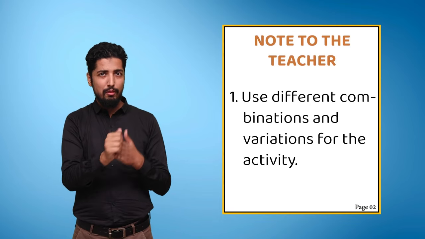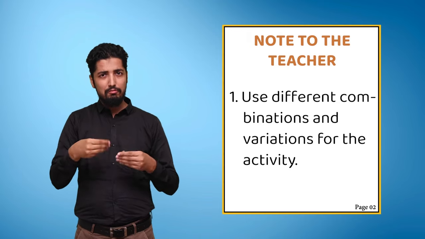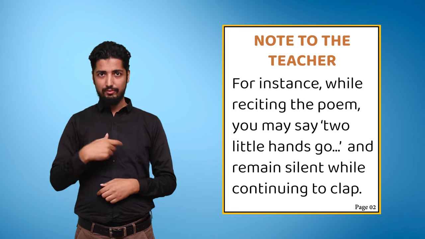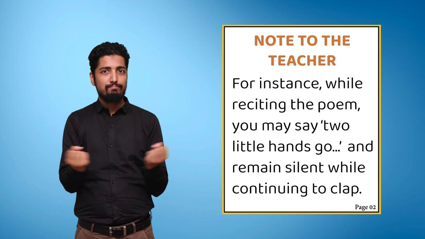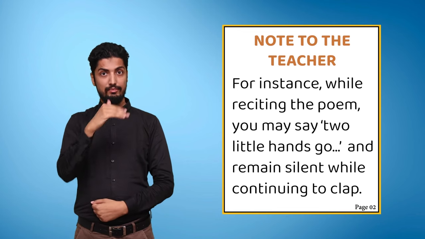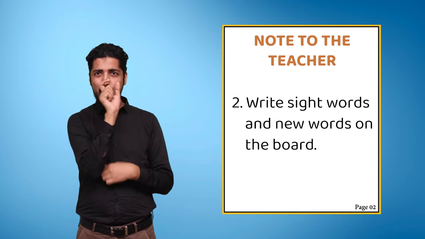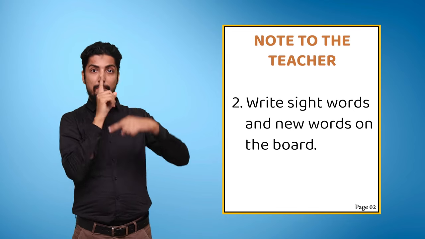Note to the teacher. 1. Use different combinations and variations for the activity. For instance, while reciting the poem, you may say, "Two little hands go," and remain silent while continuing to clap. 2. Write sight words and new words on the board.